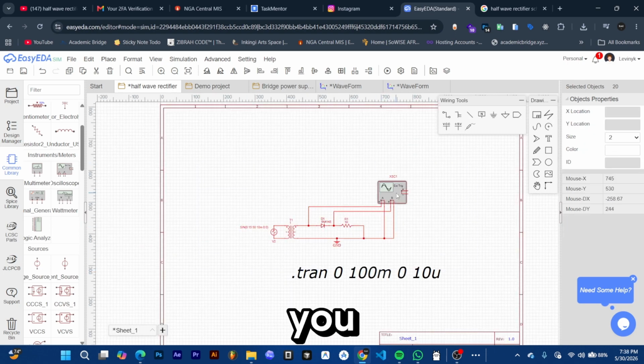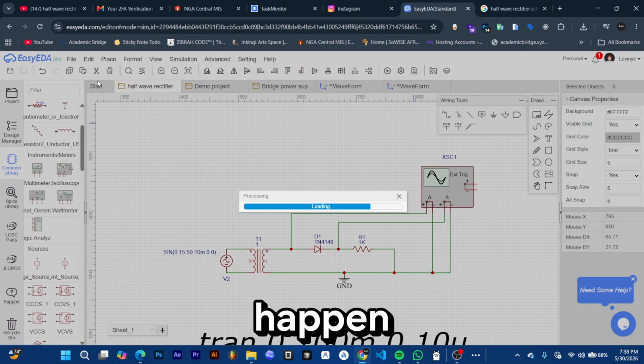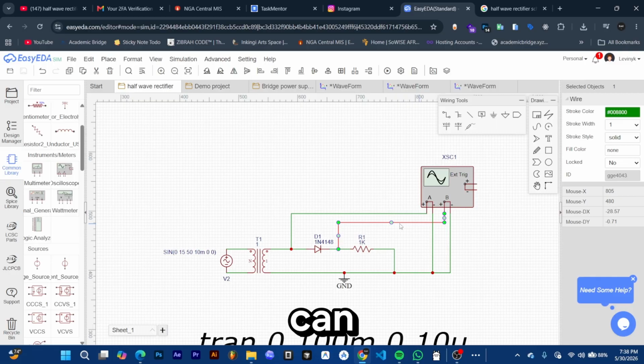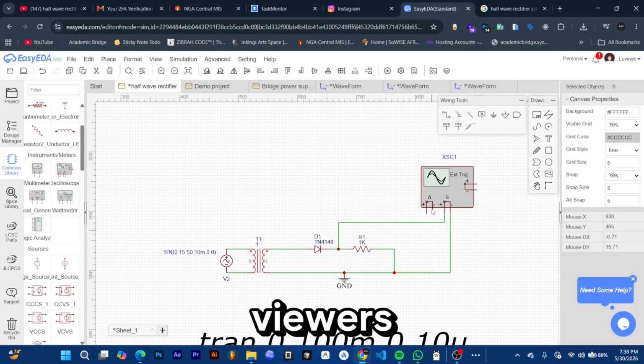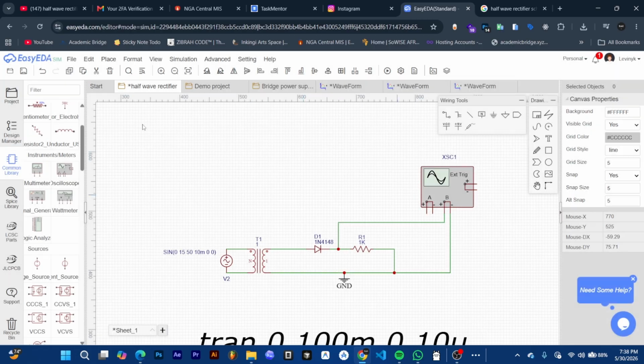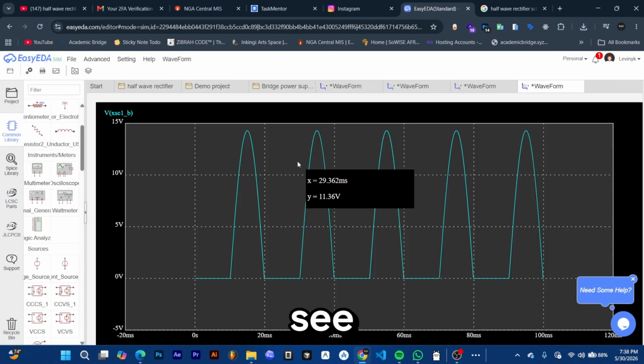If you remember well, this is the same circuit we had at the start. So we'll save, and finally what will happen is we are going to get a half-wave rectified signal. For our viewers' purposes, we can definitely just remove channel A for better viewing. Now for you to see it well, I just removed channel A so you can only see channel B.